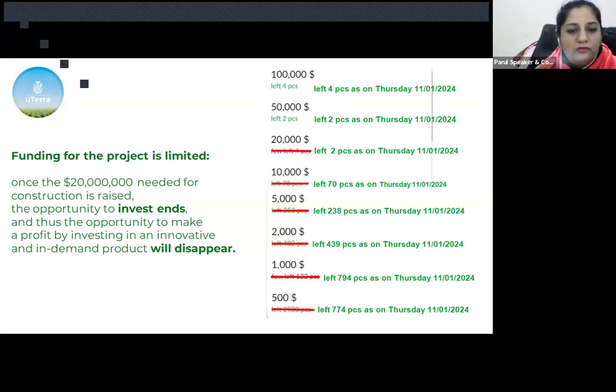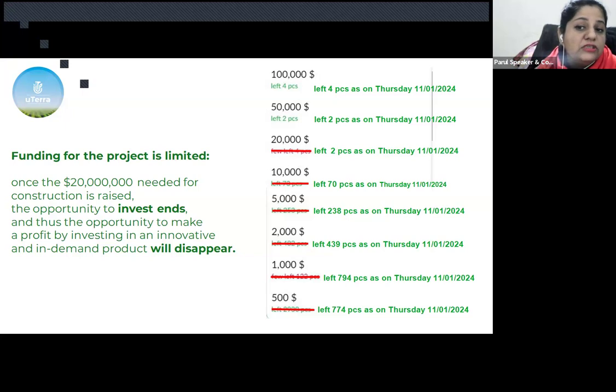For the $1,000, we had a number of packages. Now this is what is left. People have taken them and it gets reduced and reduced. So people are understanding the value and the opportunity associated with it, right? So the present packages left are: for the $500, we are left with 774 pieces. And for the $1,000, again, 794.